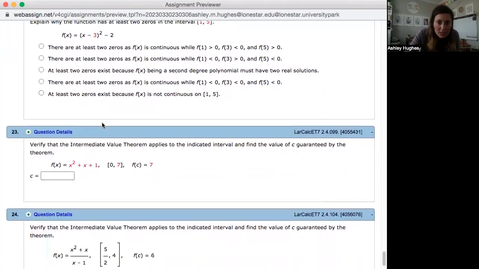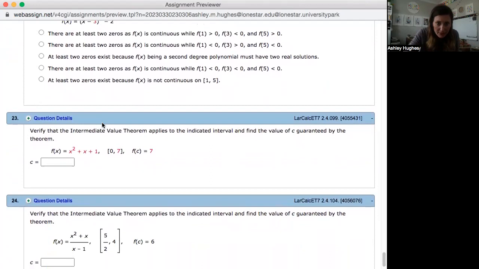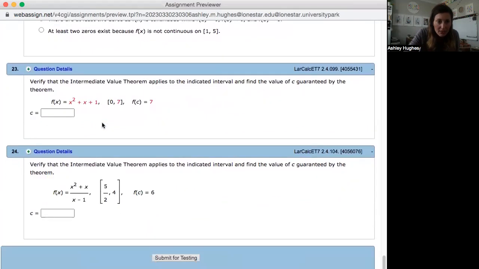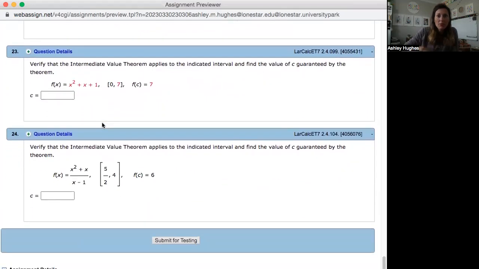That's very similar to what we just did. Again, very similar to what we just did, except they want you to find it. So verify it's continuous, and then it wants you to figure out where it's true. So this one says find the c. Basically, set that function equal to the output they want it to be. So set x squared plus x plus 1 equal to 7.